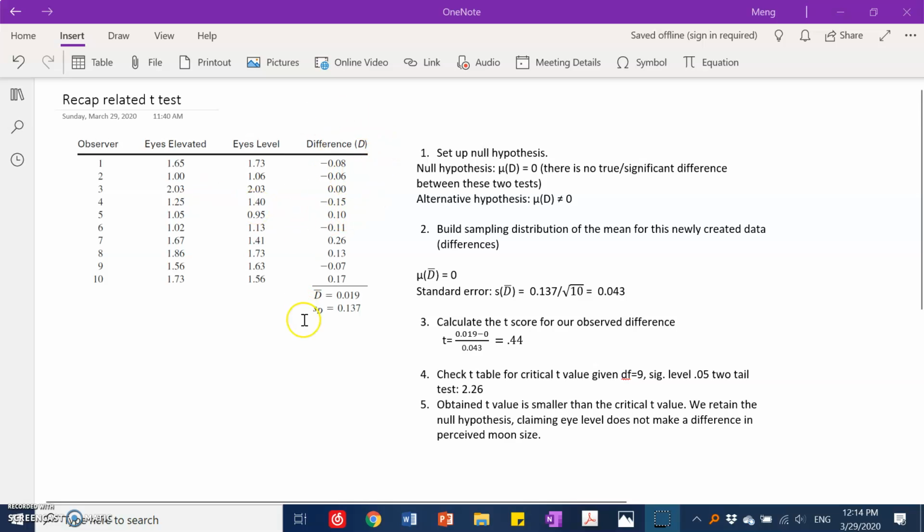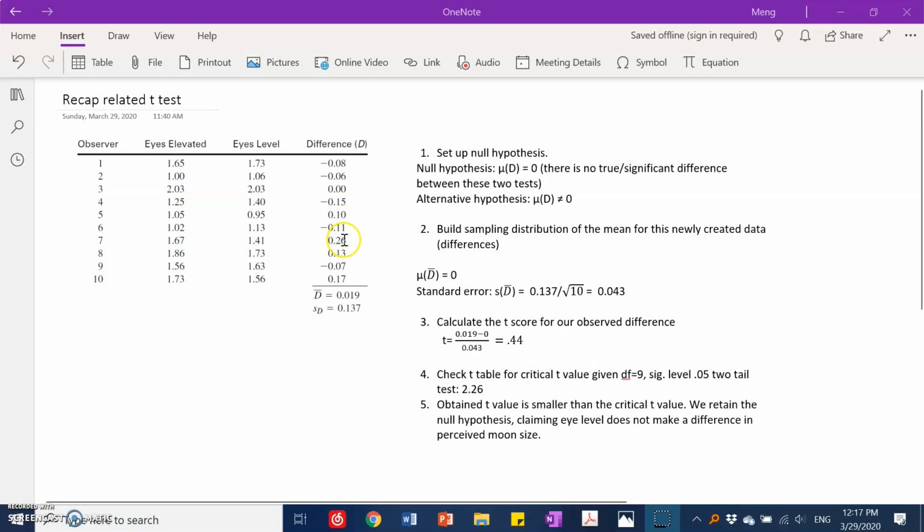This new data set represents the difference in people's perceived Mu size between the condition of eyes elevated and eyes level. Remember the research question I gave you is to examine whether people perceive Mu in different sizes when they have their eyes elevated and when they have their eyes at the horizon level. Let me rephrase this question: whether the difference we obtained here is significantly different from zero or not.